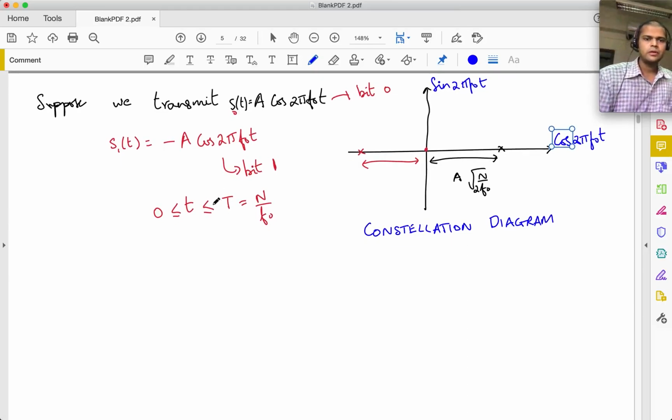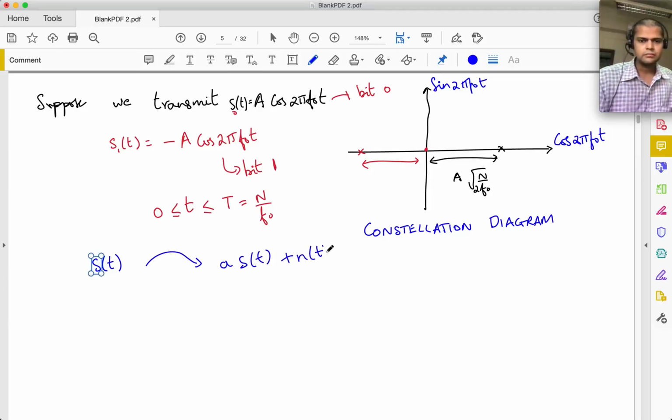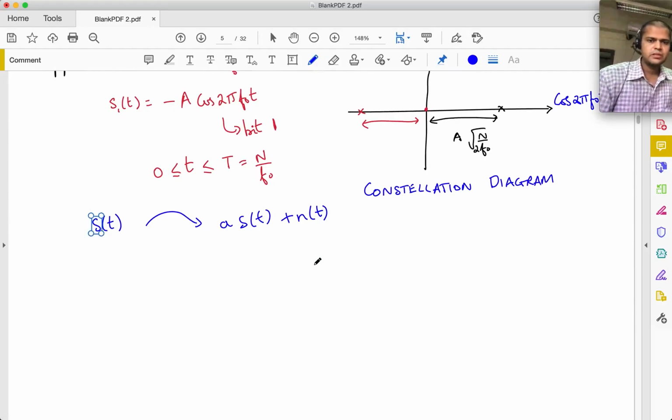Suppose I transmit signal s of t at the sender. We said that this gets transformed into a times s of t, so there's some attenuation, plus noise. So what would happen in this case? Let's focus on this. What would this signal be in this constellation, in this sort of a vector space?